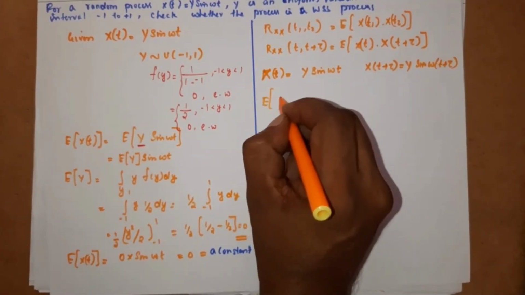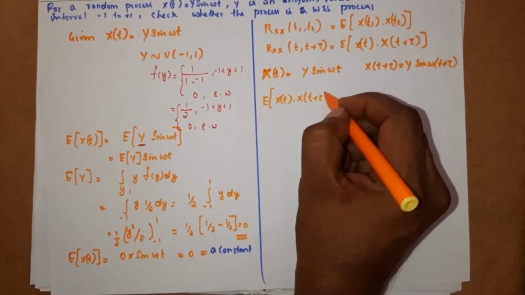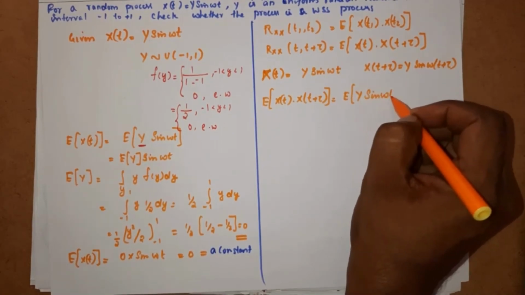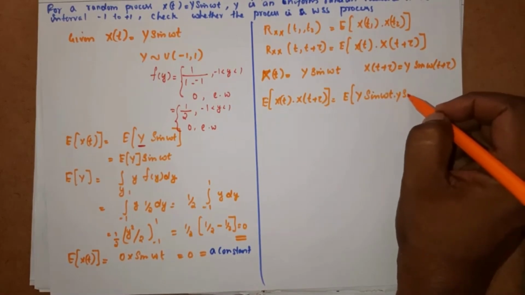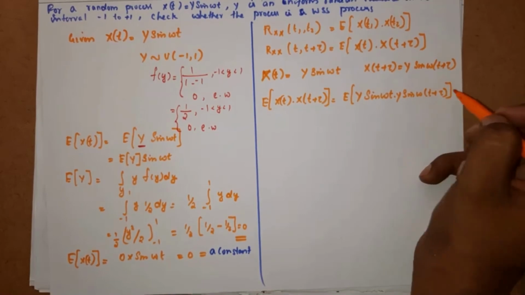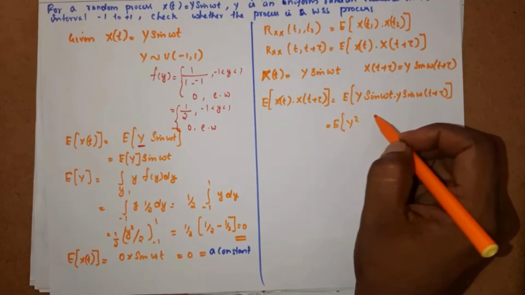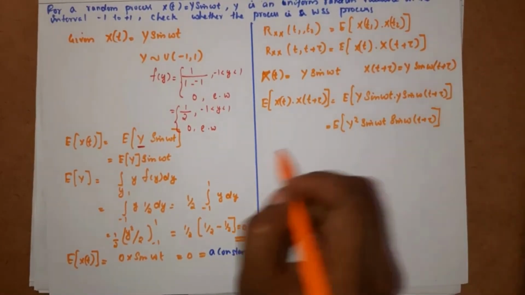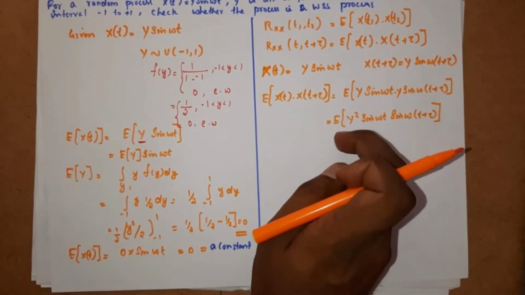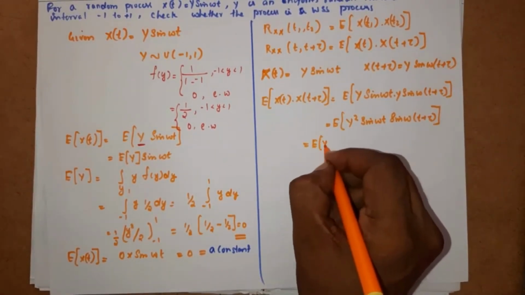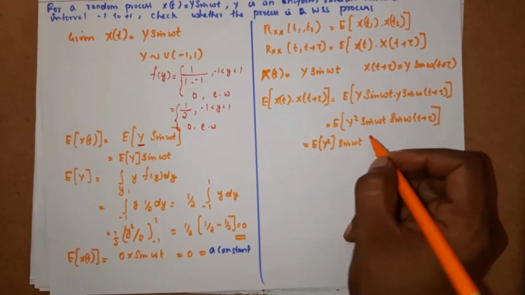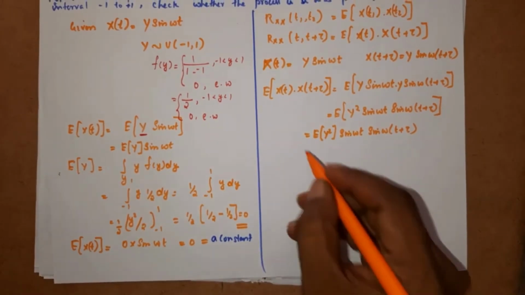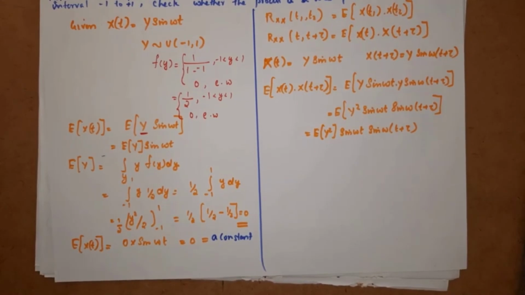Expectation of x of t into x of t plus 2 is equal to expectation of y sin omega t into y sin omega t plus 2, that is equal to expectation of y square sin omega t sin omega t plus 2. Now we will have to find expectation of y square, which is equal to e of y square into sin omega t sin omega t plus 2. Then now we have to find expectation of y square.